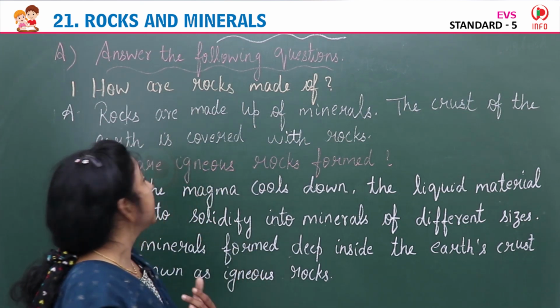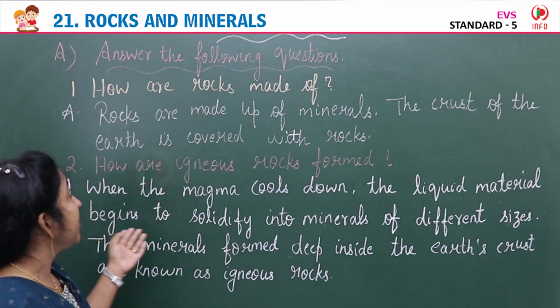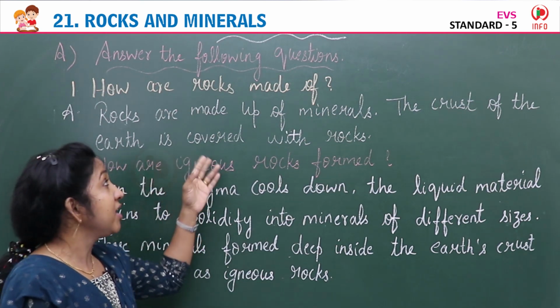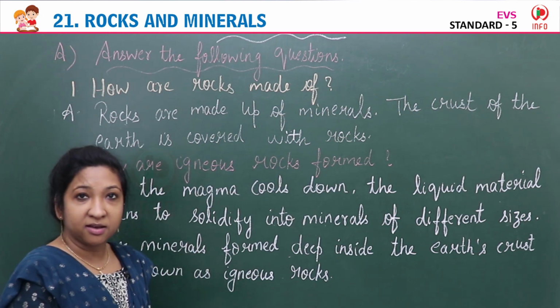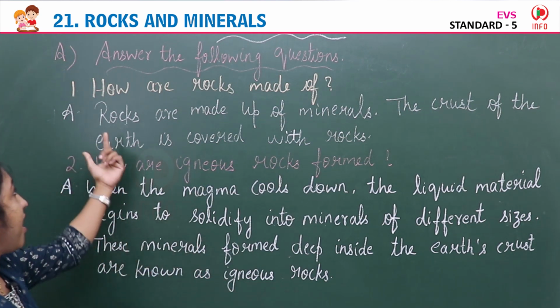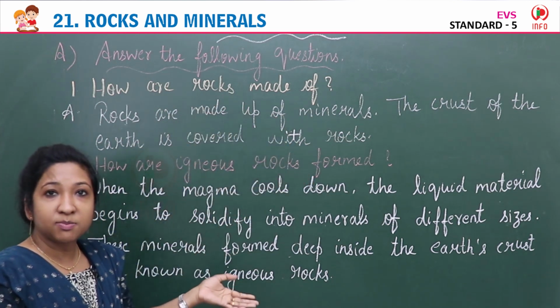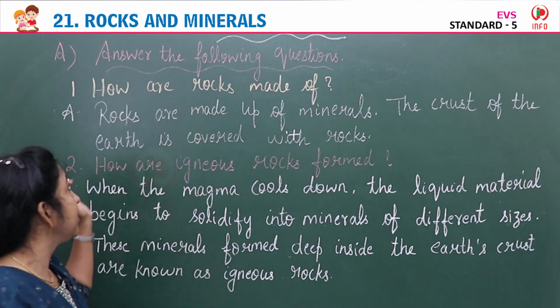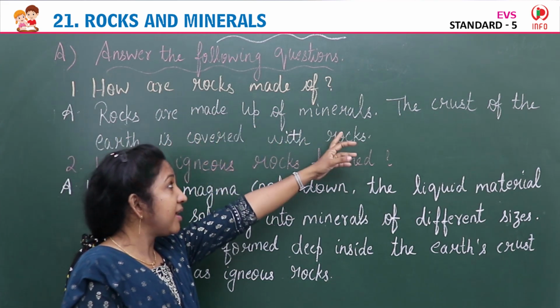So coming to the first exercise, exercise A. What is exercise A here? Answer the following questions. Let us see which is the first question over here. The first question is, how are rocks made of? So how are rocks made of, children? Answer is, rocks are made up of minerals.